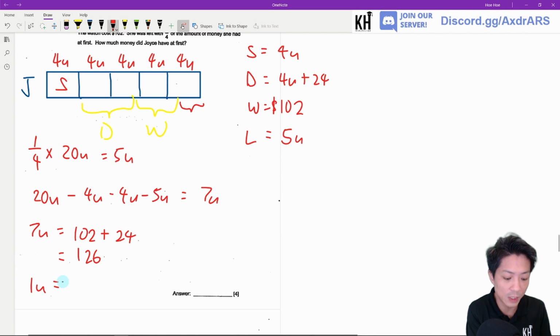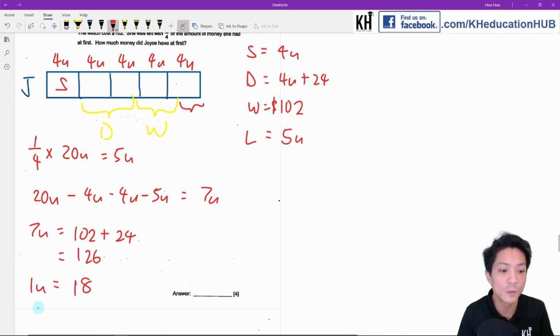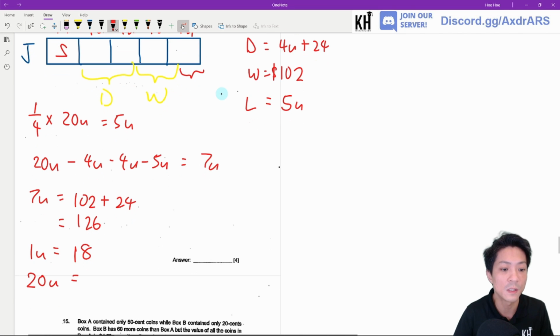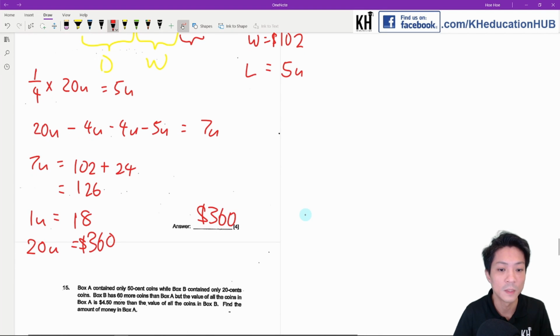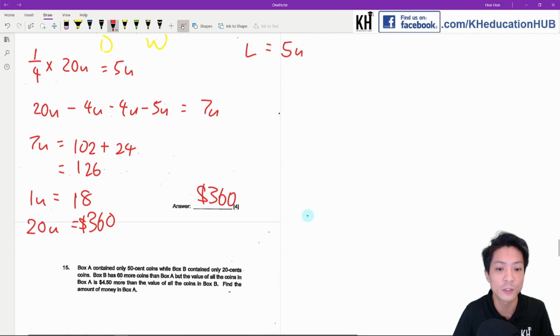So we can find 1 unit, which is 18. And then we can find 20 units, because 20 units is how much money Joyce had at first. The answer is $360.